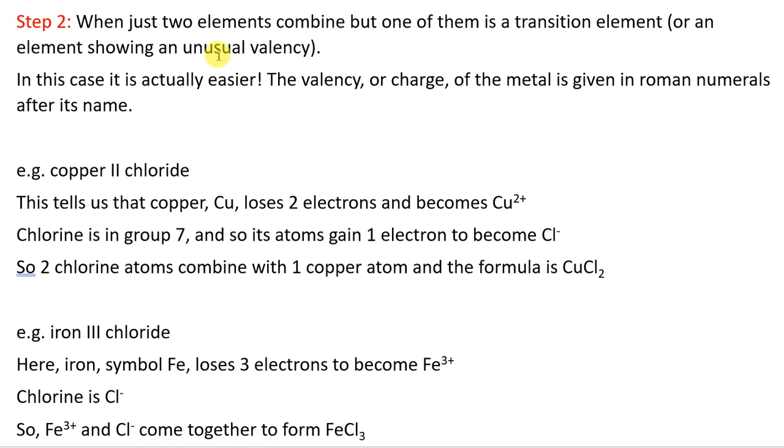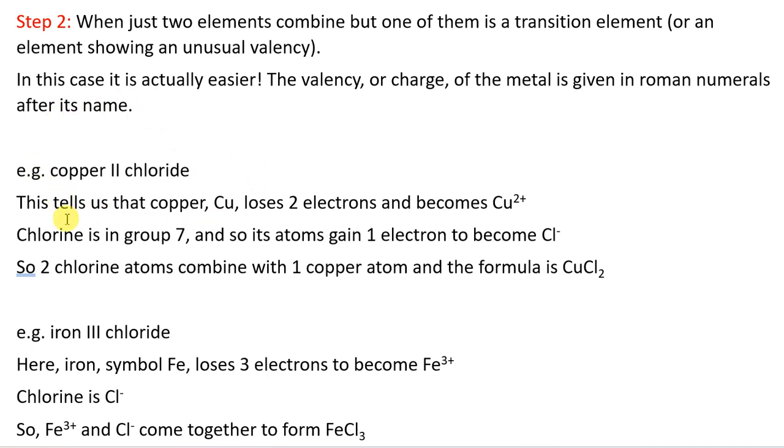Again, when I just get 2 elements combining, but one of them is a transition element. Now, what does that mean? That means I can't use groups. Could be a transition element, or very, very rarely, an element showing an unusual valency. And in this case, it's actually easier. The valency is given in Roman numerals after the name. I'm looking at the first, copper 2 chloride.